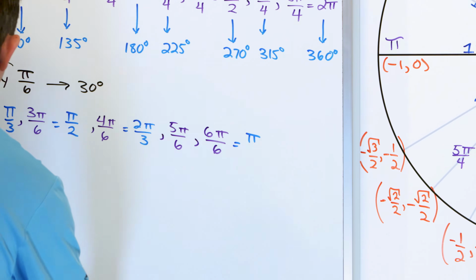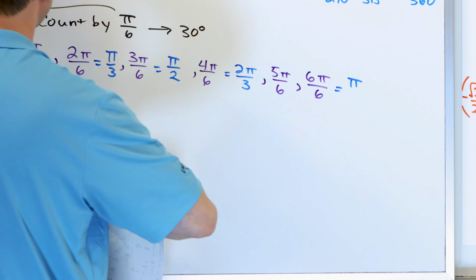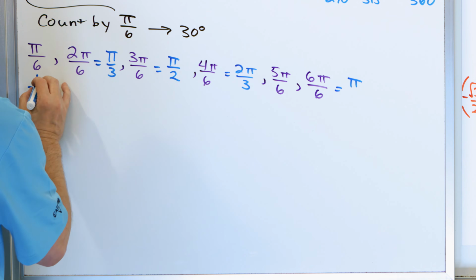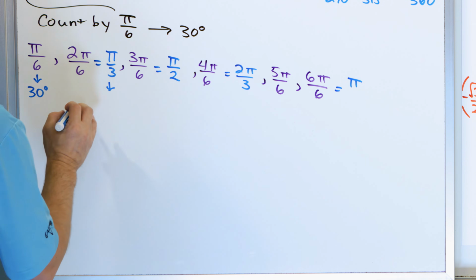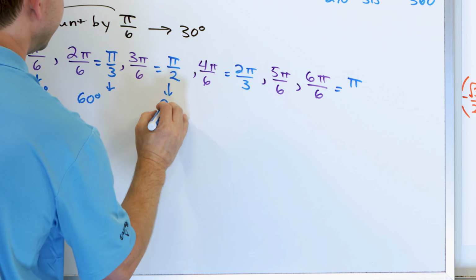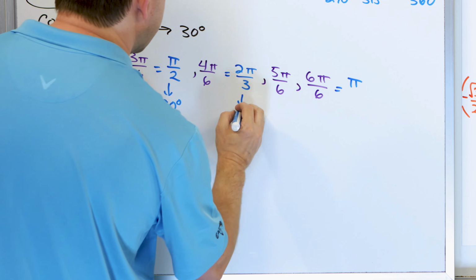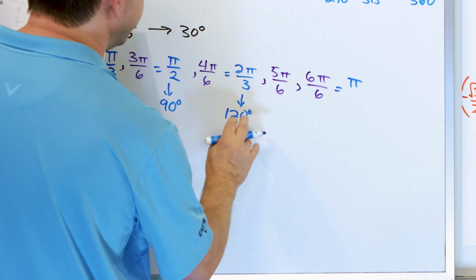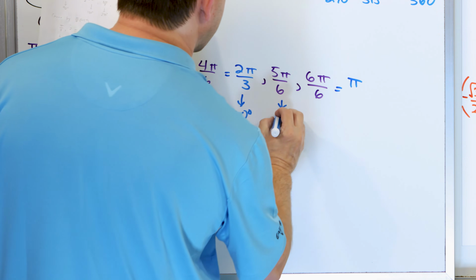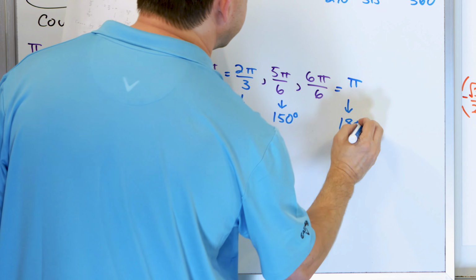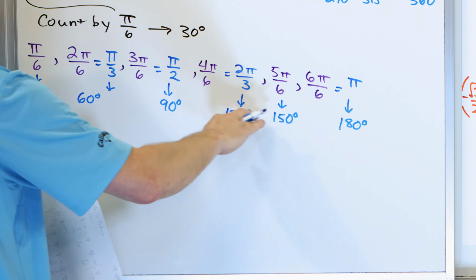So just to bring it home, I will write them down underneath. This is going to be 30 degrees here. Then this is going to be 60 degrees. Then this one is 90 degrees. Then this one is, let me just double check, 120 degrees. And then this one is 150 degrees. And this one is 180 degrees. So these are how you get to the degree equivalency.